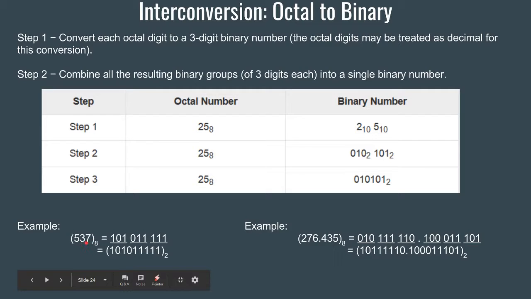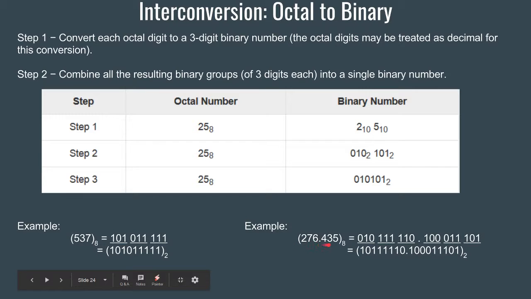Let's take a look at this example. We have 537 and we have to convert it into binary. According to the first step, we convert each octal digit, that is 5, 3 and 7, into its equivalent binary form. So the binary of 5 is 101, 3 is 011 and 7 is 111. Now as per the second step, we just combine them, and after combining we get 101011111, and that is your equivalent binary number. That's quite simple.